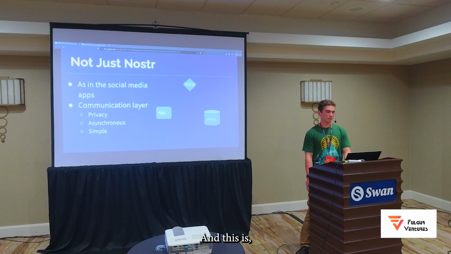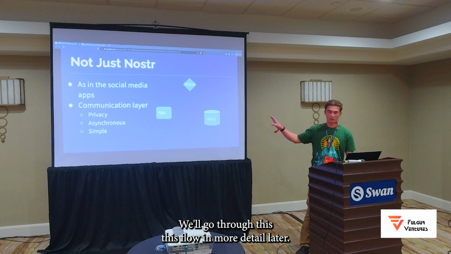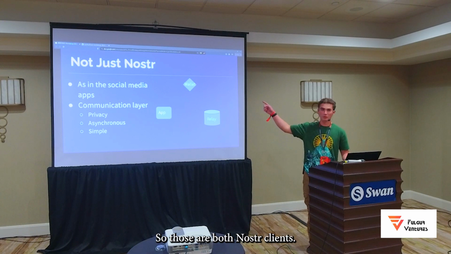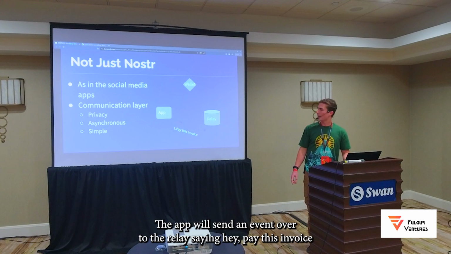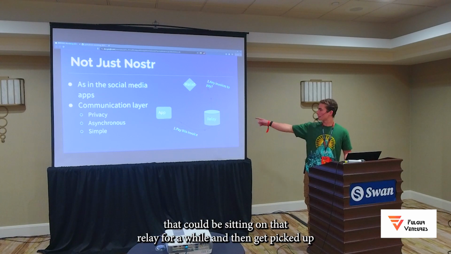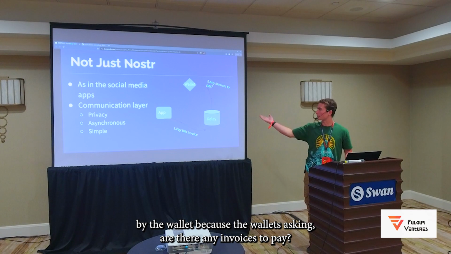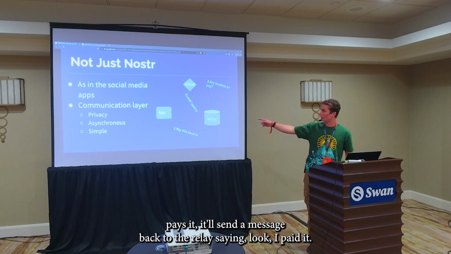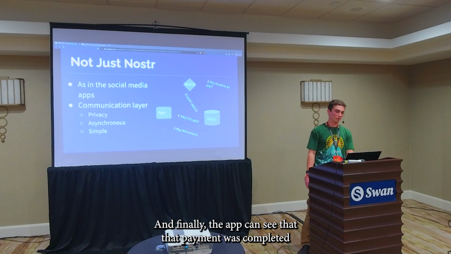And this is, again, a high level of what it will look like. We'll go through this flow in more detail later. But here we have an app and a wallet. So those are both Nostr clients. And then we have a Nostr relay. The app will send an event over to the relay saying, hey, pay this invoice. It could be sitting on that relay for a while and then get picked up by the wallet, because the wallet's asking, are there any invoices to pay? Once the wallet pays it, it'll send a message back to the relay saying, look, I paid it. And finally, the app can see that that payment was completed.